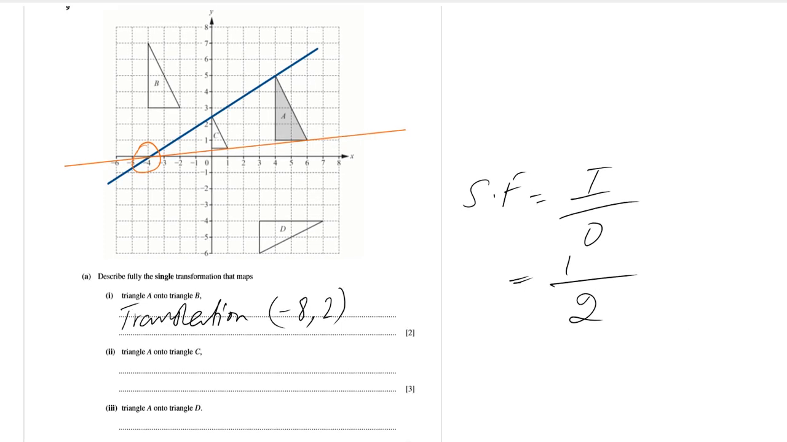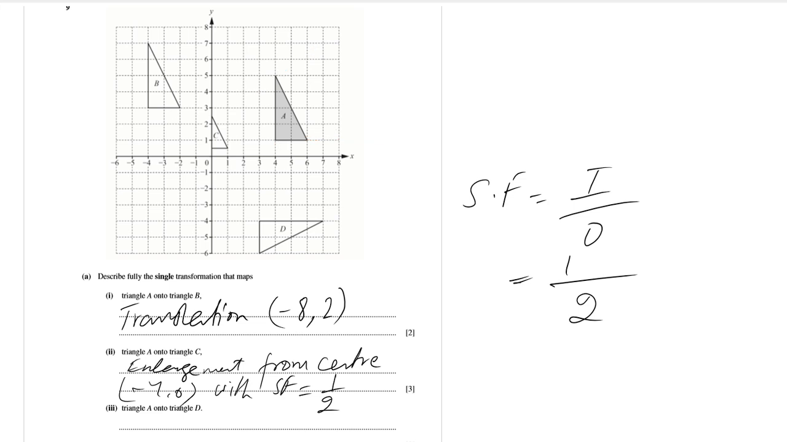So let's complete the 3 mark question. It is enlargement from center -4 comma 0 with the scale factor 1 by 2. Triangle A onto D. Triangle A onto D.